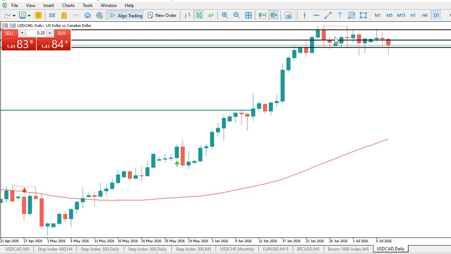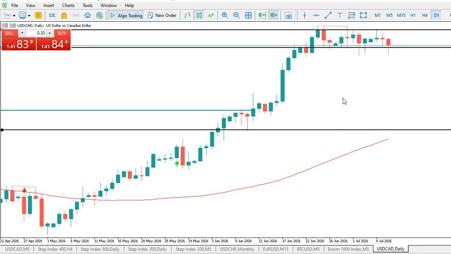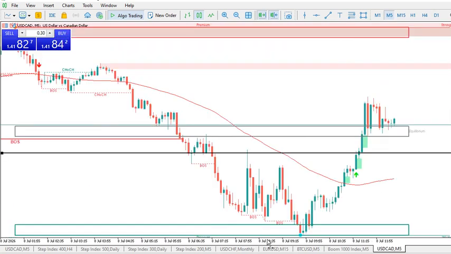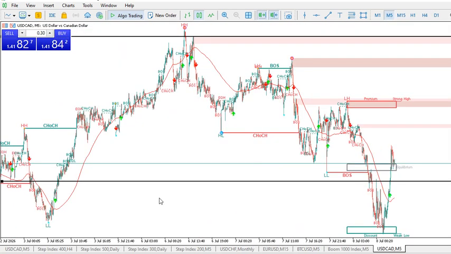We're waiting for it. So what did price do? It swept that down. We waited for price to come down to this level, then give us a confirmation that it wants to trade back up to this level. So if we go down to our entry time frame, you see that price did exactly what we expected it to do.